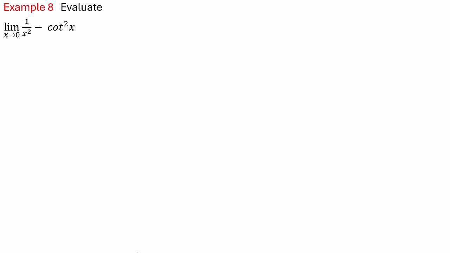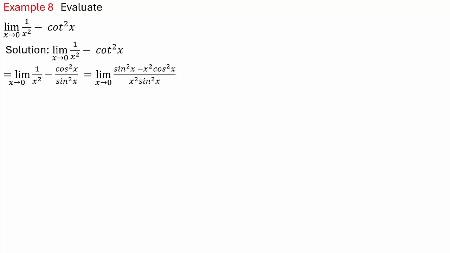Example 8. Evaluate limit x tends to 0, 1 by x square minus cot square x. Here, limit x tends to 0, 1 by x square minus cot square x can be expressed as cos square x divided by sin square x. And simplifying, we will get limit x tends to 0 of sin square x minus x square cos square x divided by x square sin square x. And it is 0 by 0 form.